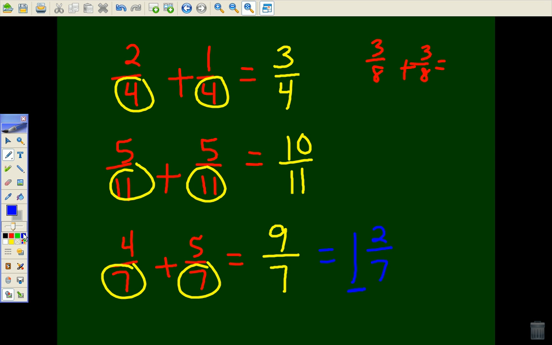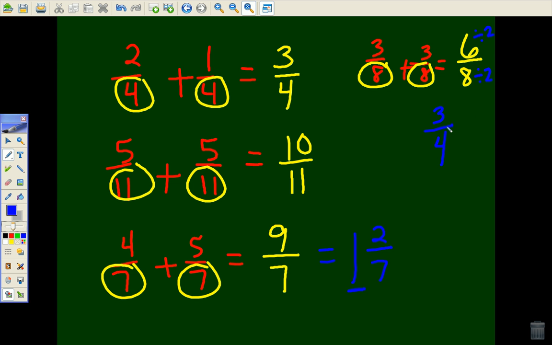All right, let's look up here at this one right here. Both of them have eighths, so that stays the same. 3 plus 3 is 6. Well, now I see something else. Those are both even numbers. I have to reduce always. So I'm going to divide by 2 because that is the number that both of them are divisible by. 6 divided by 2 is 3. 8 divided by 2 is 4. So 3/4 is how much this sum equals when you simplify it.